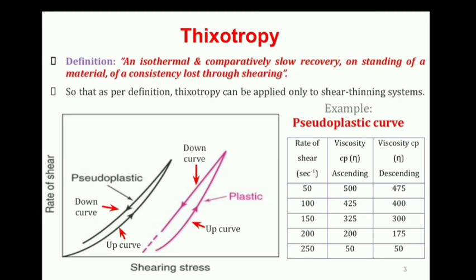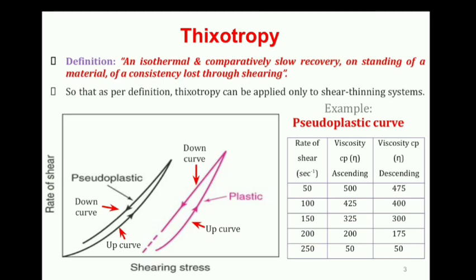It is expected that if you decrease the rate of shear in the same order, the viscosity should be identical. But here you can see the viscosity in centipoise in descending order differs from ascending. At a rate of shear of 250, see the last column, the viscosity is 50 and 50, the same, since this is the equilibrium condition. At 200 rate of shear, the viscosity in ascending is 200, while in descending it decreases to 175. So the difference is 25 centipoise.